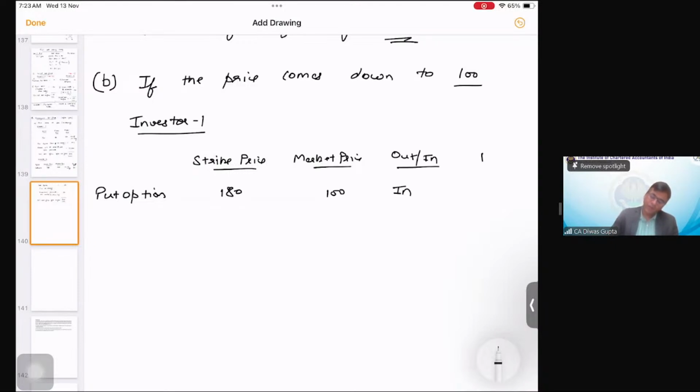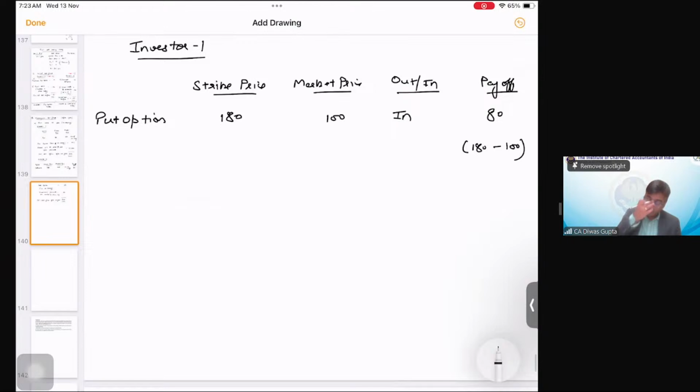And what will be the payoff in this case for put option? It will be 80 rupees, right? Because 180 being the strike price, 100 being the spot price, 80 rupees becomes the payoff on expiry. So put option is equal to 80 rupees positive cash flow that we will get because it is in the money.